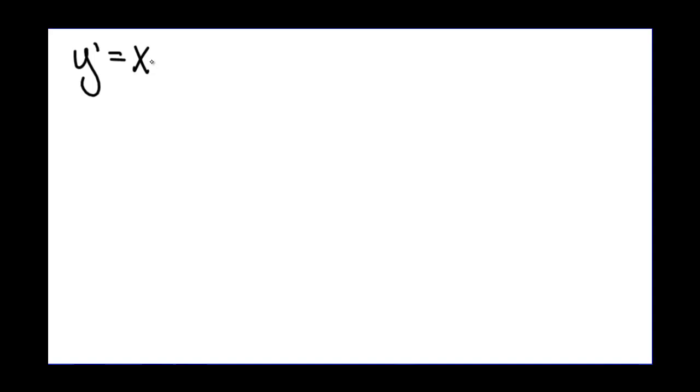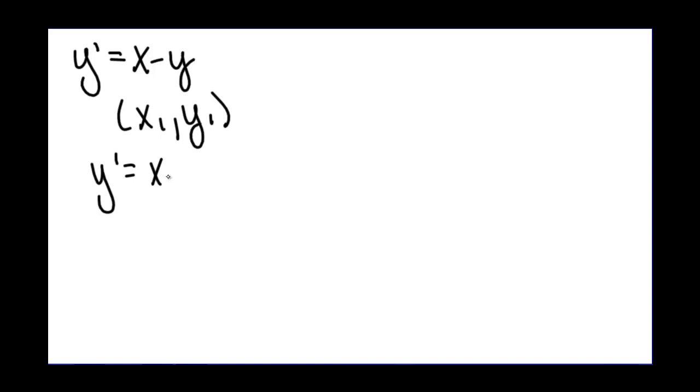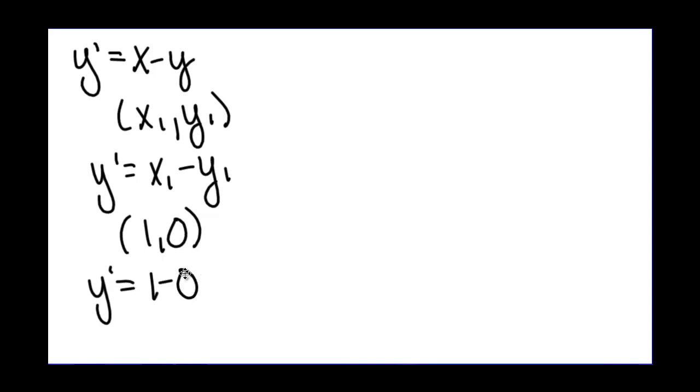point. So if my derivative is x minus y, that means the slope of the function y at the point x1, y1, the slope will be x1 minus y1. So, for example, if we were looking at the point 1, 0, then the slope at that point is 1 minus 0, which is 1. So we could draw that out on a graph. Point 1, 0, my slope is 1.